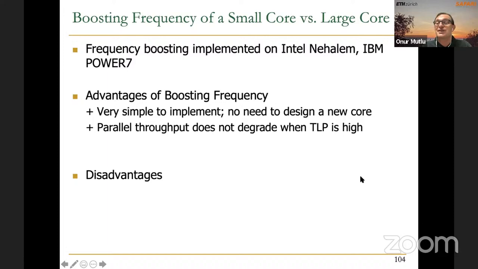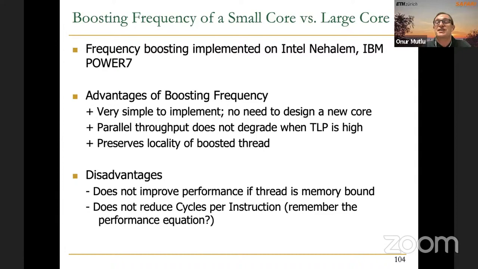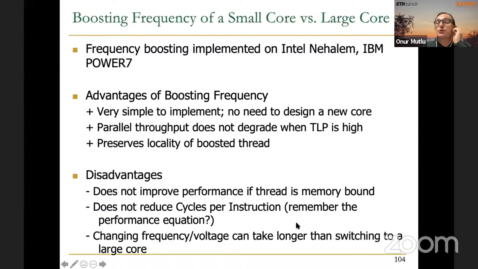But compared to accelerated critical sections or a large core, it doesn't improve the performance if the thread is memory bound. Increasing the frequency of the core improves the computation speed, but it doesn't help you with the memory speed, right? A large core with better prefetchers, larger caches, larger microarchitecture to tolerate misses helps memory bound threads as well. Frequency doesn't reduce the cycles per instruction. Remember, in the performance equation, frequency is one component, cycles per instruction is another component. It doesn't help with the microarchitecture. So that's why asymmetric multicore can potentially still have benefits over boosting frequency. And changing frequency and voltage can take longer than switching to a large core, as the Intel paper also mentions in the previous work.